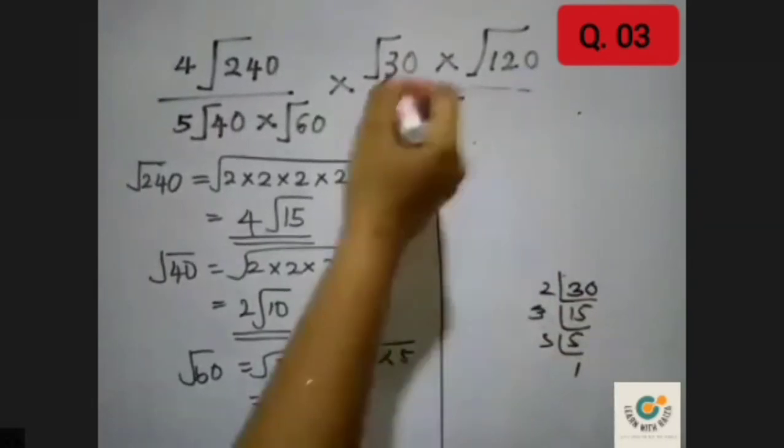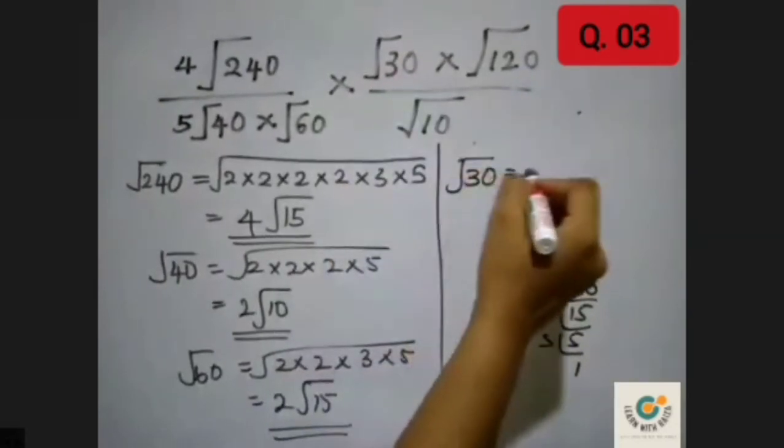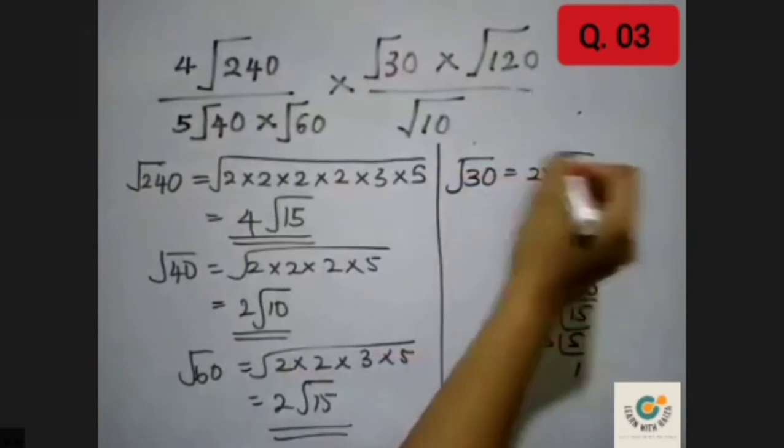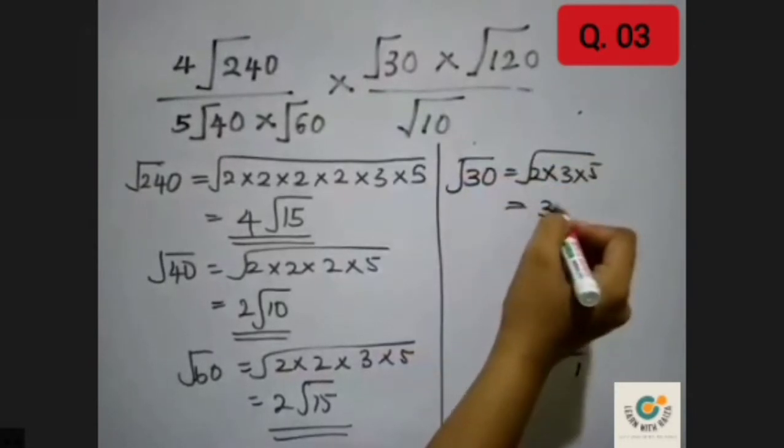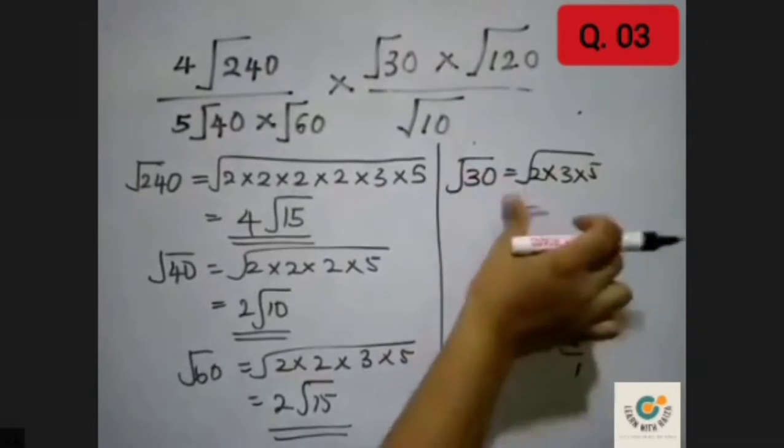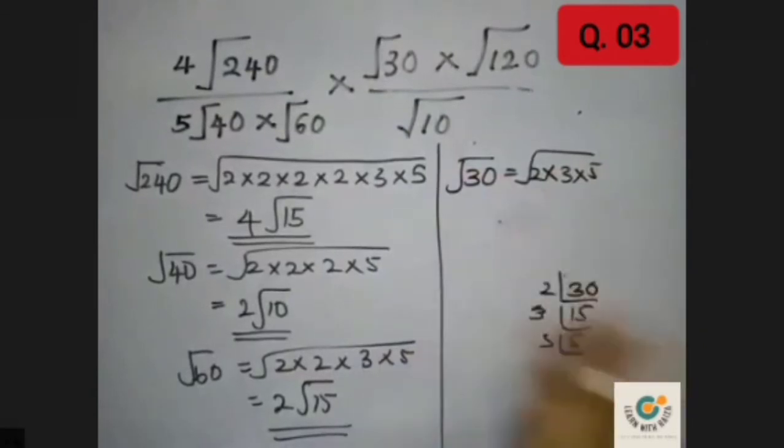Now I can write root 30 is equal to 2 into 3 into 5. What is it? 30. Again, you are getting the same thing. So no point writing that. We can't take squares out.